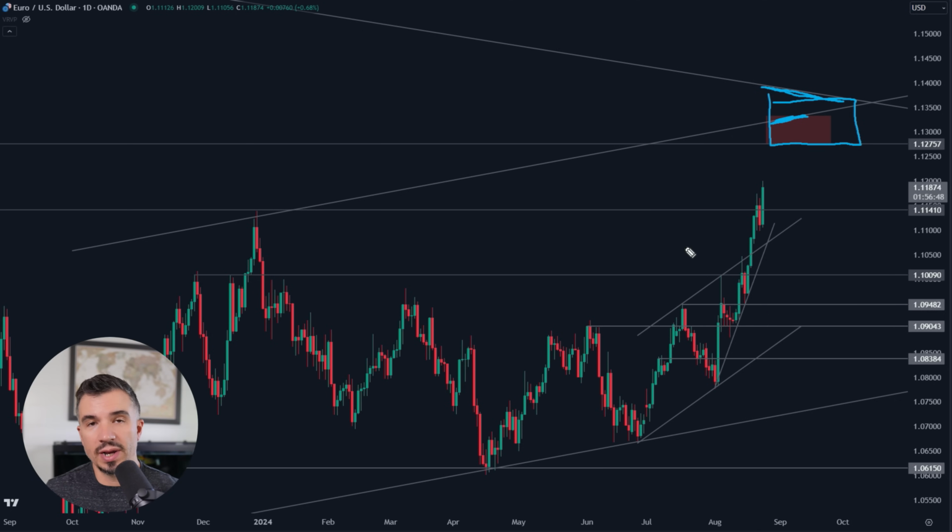Now, I would certainly not try to short the market blindly from this area, but if we do get the DXY testing that 2023 low like I talked about, and we get some type of bearish price action up here in this area, then we could absolutely see a pullback here for the euro.